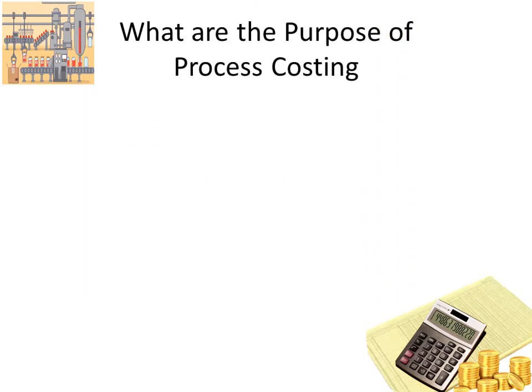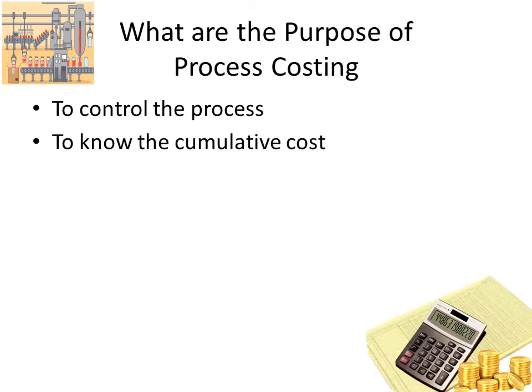So, what is the purpose of process costing? Why do we need to do process costing? Number 1, it controls the process so that we would determine the capacity of each of the equipment that we are using. Next, we will also know the cumulative cost because normally a business would have one department and then a second department.